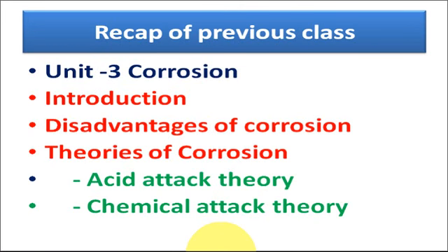Before starting today's lecture, let's have a recap of the previous class. In the last class we started with Unit 3, corrosion, in which we learned about the definition and introduction of corrosion, disadvantages of corrosion, and then we started with the theories of corrosion. We learned that there are three theories given for the explanation of corrosion: acid attack theory, chemical attack theory, and the electrochemical theory. Out of these three, we discussed in detail two theories, the acid attack theory and the chemical attack theory, in our last class.